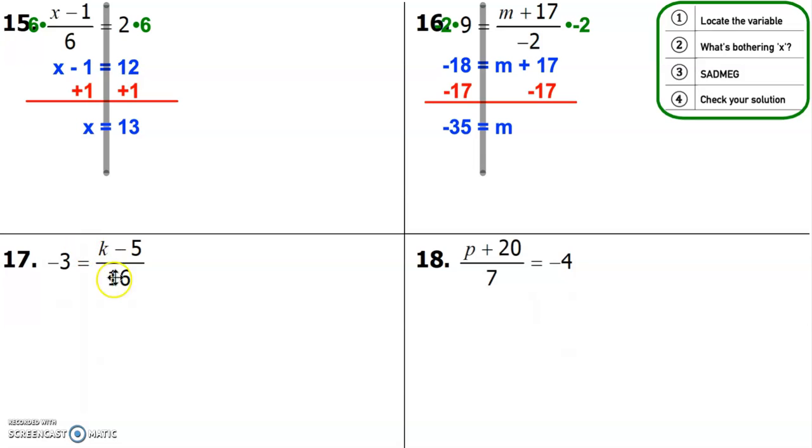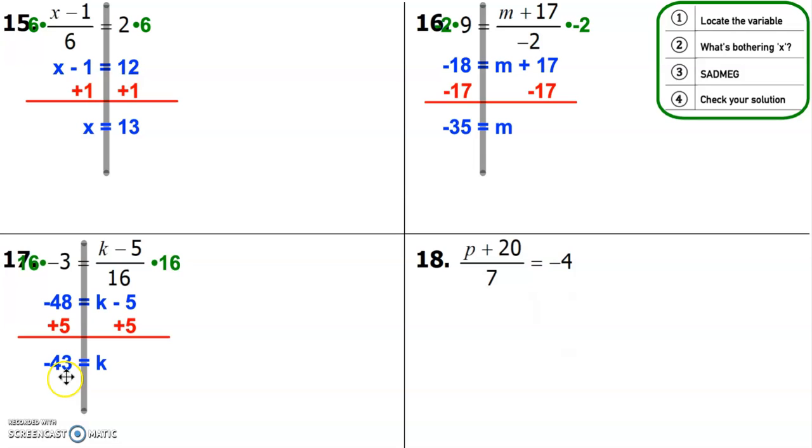So here, what do I need to get rid of? Well, I need to multiply both sides by 16. So that's going to give me -48 equals k minus 5. Now the -5 is what's bothering x, so I need to add 5 to both sides. So then I'm left with k equals -43.